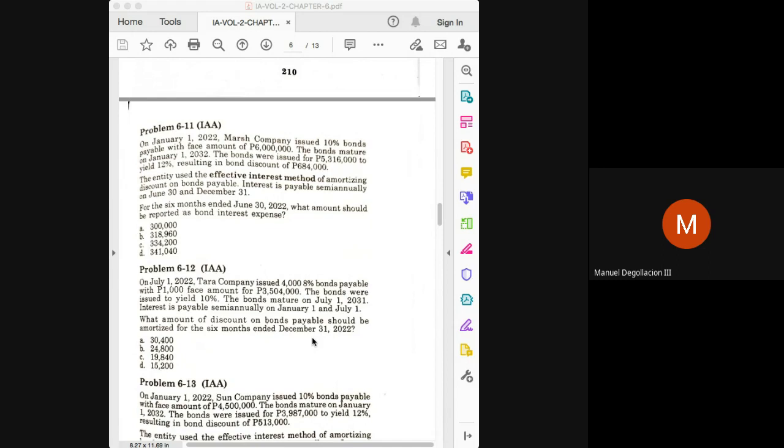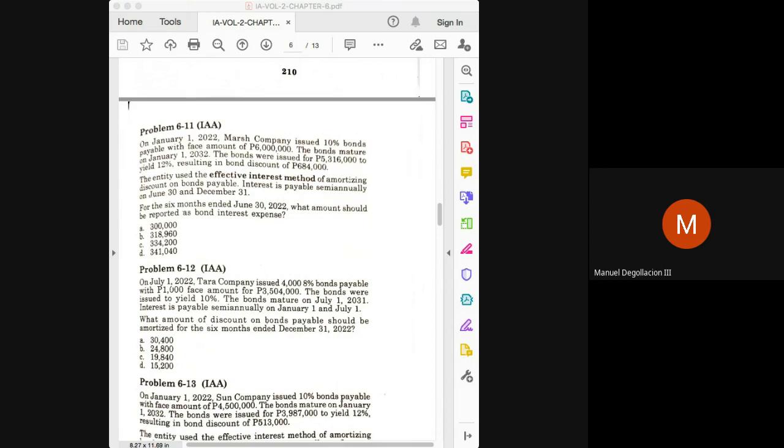All you have to do is to multiply the 5,316,000 with 12%, and that would already be your interest expense. But you have to take note that the question is only asking after 6 months. How much would be your interest expense on June 30, the first interest payment period? So you can still use the same flow, 5,316,000 times 12%.